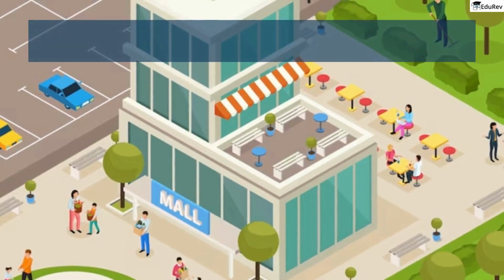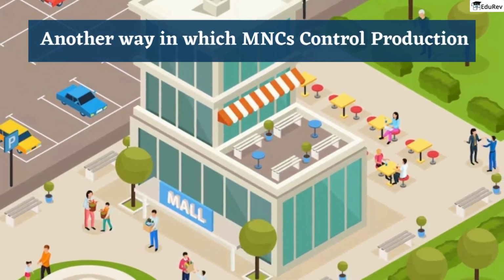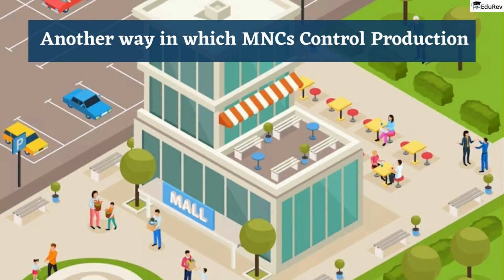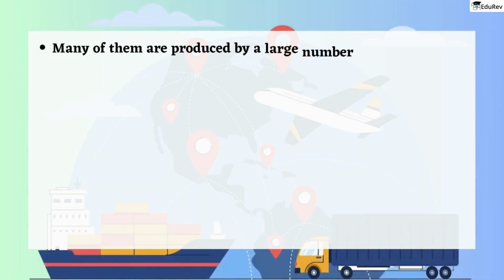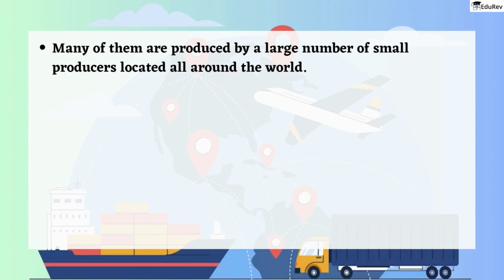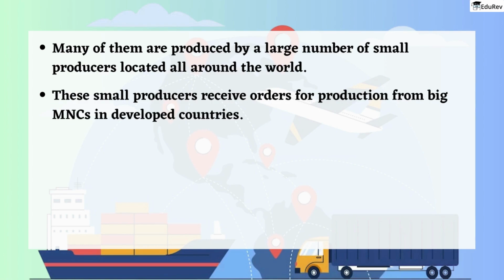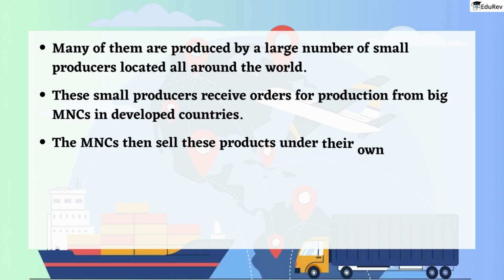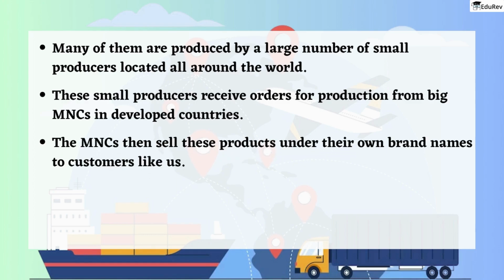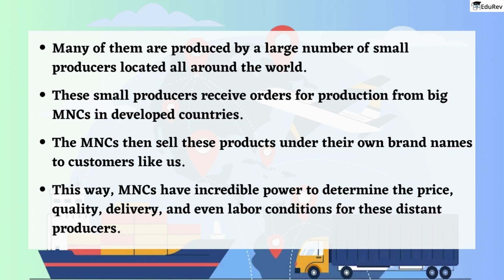Now, let's talk about another way in which MNCs control production. You know those trendy garments, cool footwear, and sports items you love? Well, many of them are produced by a large number of small producers located all around the world. These small producers receive orders for production from big MNCs in developed countries. The MNCs then sell these products under their own brand names to customers like us. This way, MNCs have incredible power to determine the price, quality, delivery, and even labor conditions for these distant producers.